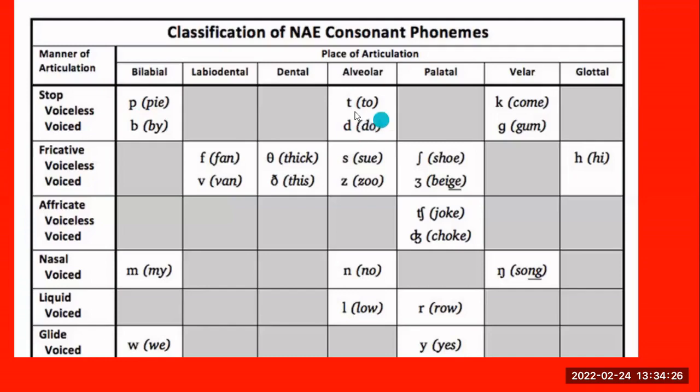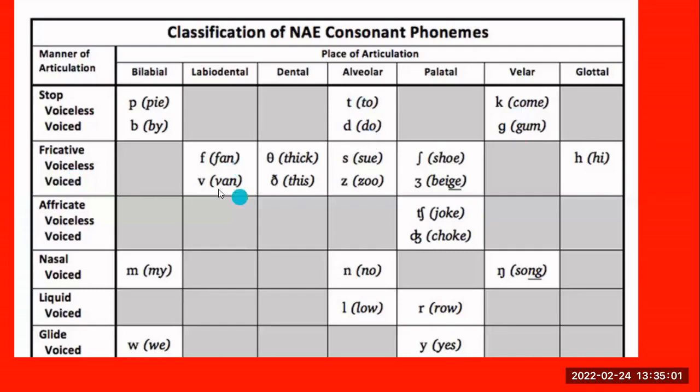The alveolar plosive, you see that the upper and the lower teeth tend to come together. I mean, the upper alveolar ridge closes. And then there is a sudden release. That's what you have in T, and that's what you have in D. The same thing with the velars, K and G, all right? As in gum, come, to, do, all right?